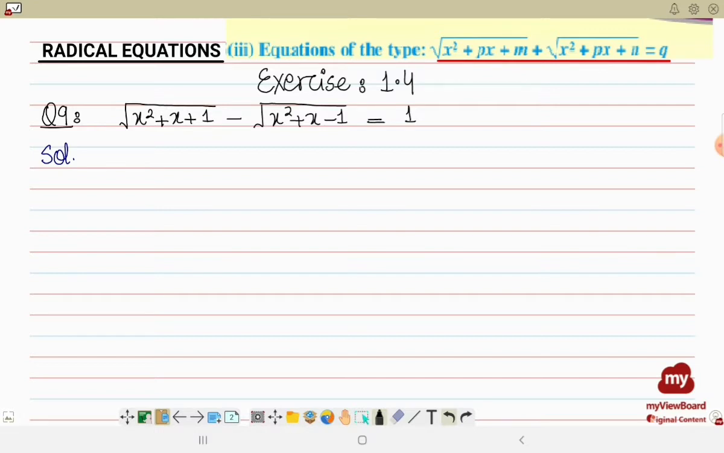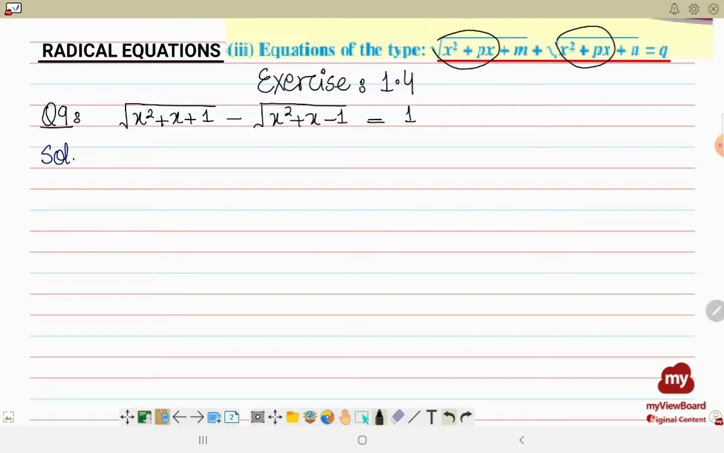We are going to solve radical equations of type 3. And what is type 3? Here we have two radical signs. You see x square plus px and x square plus px. So we are going to make some substitution so that we can solve this radical equation.